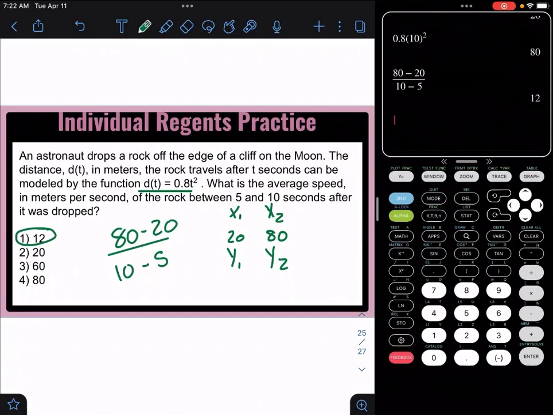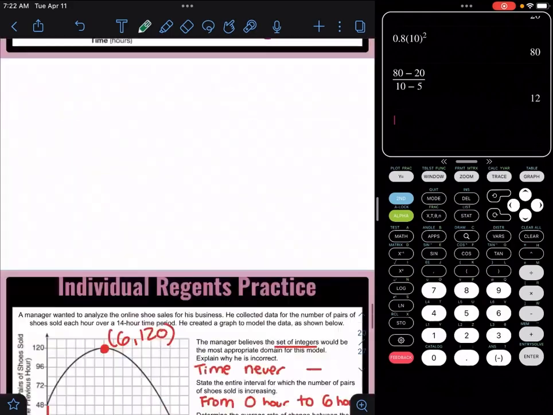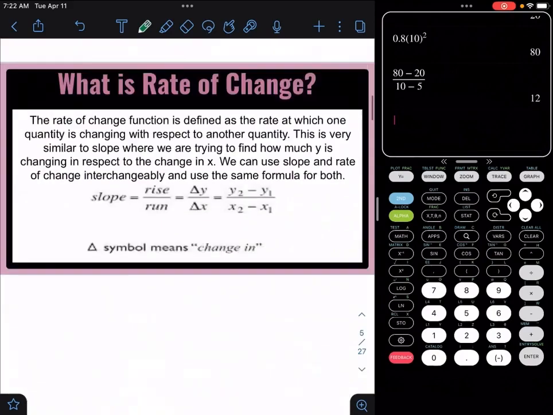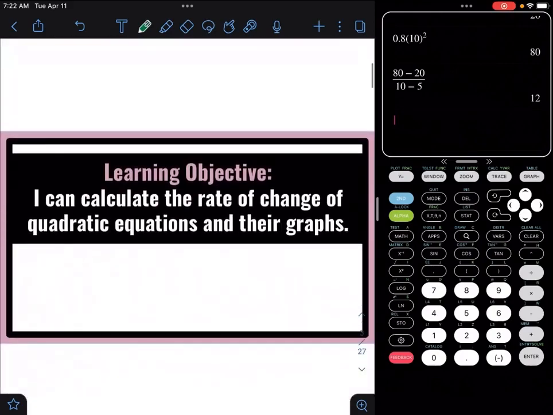Very nice. All right, that concludes our lesson on finding the average rate of change of quadratics and their graphs.